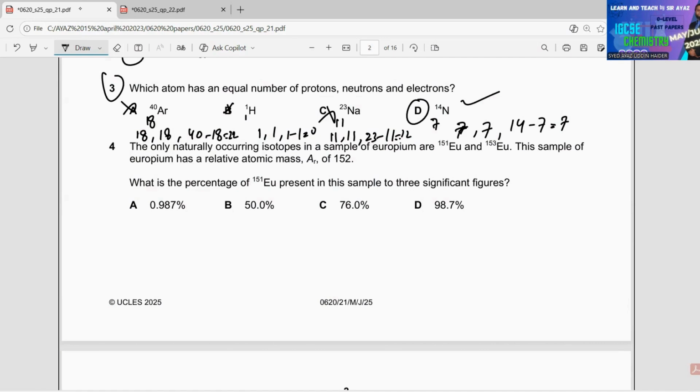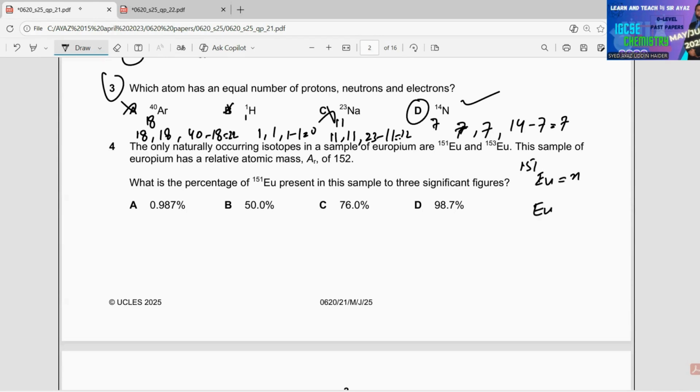Number 4, the only naturally occurring isotopes in a sample of europium are EU-151 and EU-153. This sample of europium has a relative atomic mass, Ar, of 152. What is the percentage of EU-151 present in this sample, to 3 significant figures? Now you know the formula. If we consider EU-151 as X, then EU-153 will be 100 minus X. So I'm going to write it down. EU-151 is equal to X.